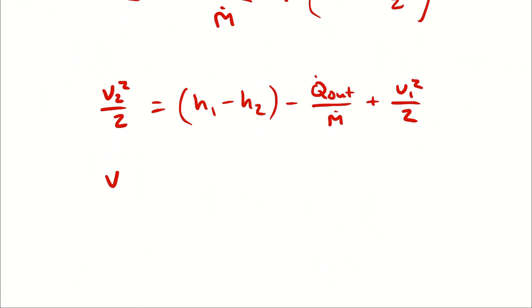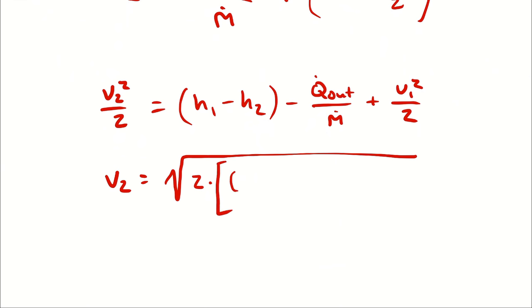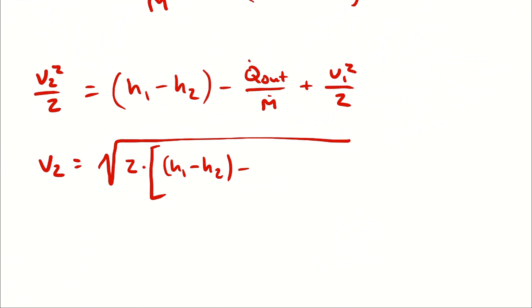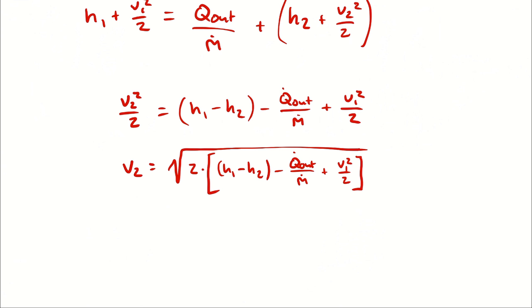I could go one step further and write this as v2 is equal to the square root of 2 times the quantity h1 minus h2 minus q dot out over m dot plus v1 squared over 2. Now all I need to do is look up h1, h2, and specific volume 1, calculate m dot, and plug everything into my equation. I will also point out while I'm here, in some circumstances it's easier to calculate v2 squared as a quantity in meter squared per second squared and then square root that term. Sometimes it can be difficult to keep track of the unit conversion underneath the radical. So pros and cons, I prefer typically to perform as few calculations as possible. So we'll leave that the way it is for now.